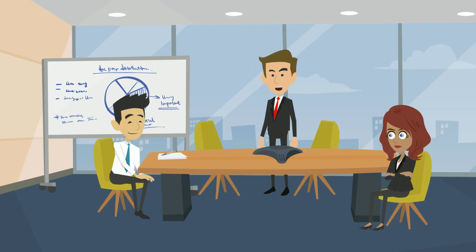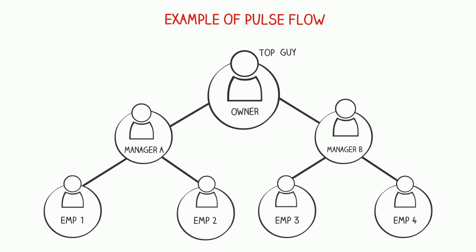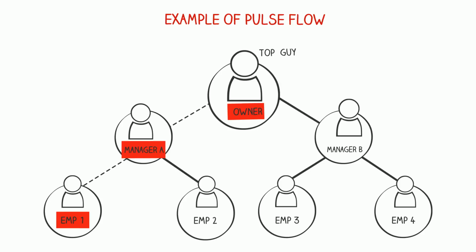Let's look at some examples. Let's assume this is your organization. The owner is your top guy who does not report to anyone. He has two direct reports, Manager A and Manager B, who in turn have two directs each. If Employee 1 sends a pulse, it will be seen by Manager A and the owner. Manager B and other employees cannot see it.